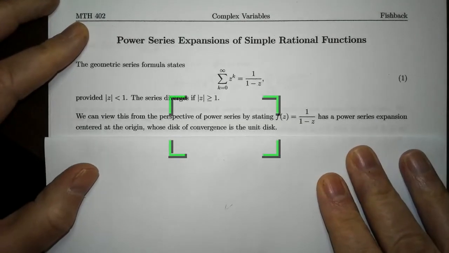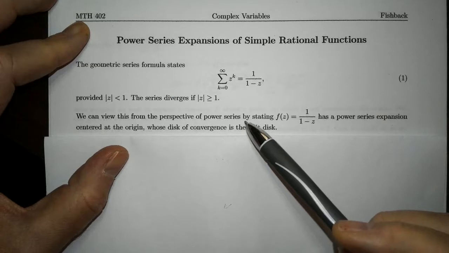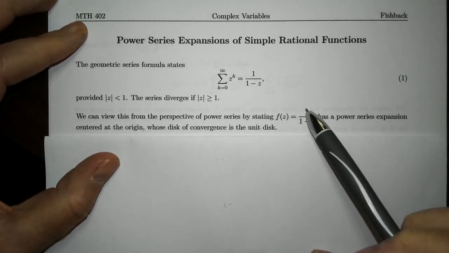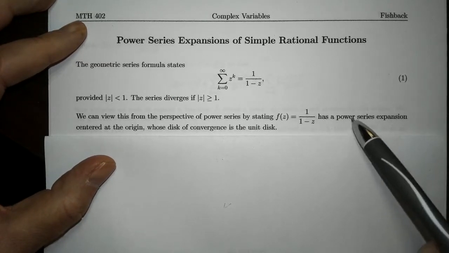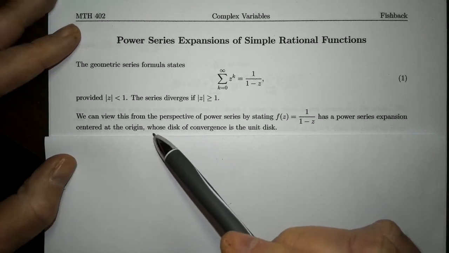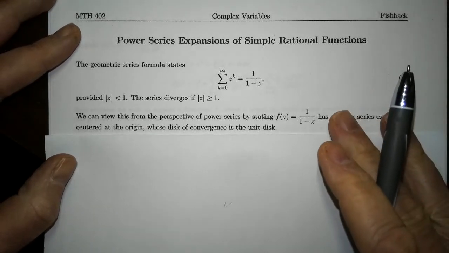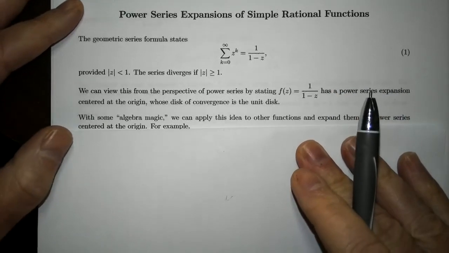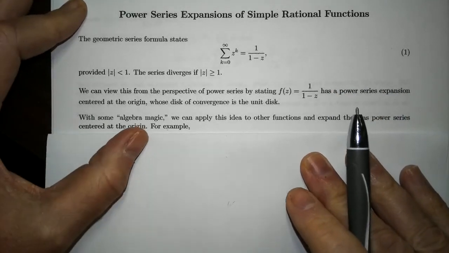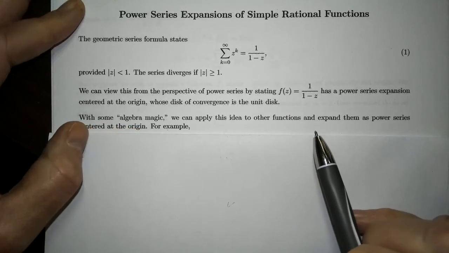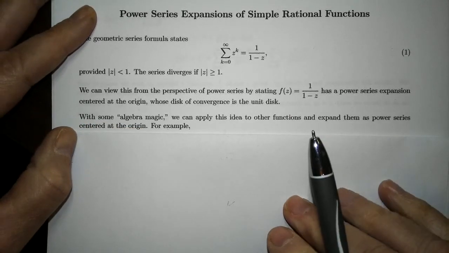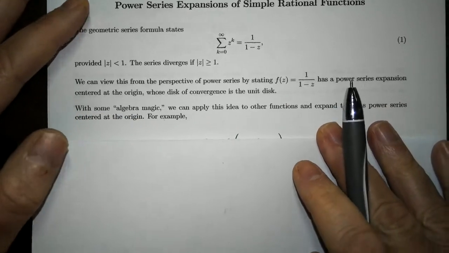Now we can view this from the perspective of power series by stating f of z equals 1 over 1 minus z has a power series expansion centered at the origin whose disk of convergence is the unit disk. So what we're going to do is use some algebra magic and combine the geometric series formula to expand other functions as series centered at the origin and elsewhere.